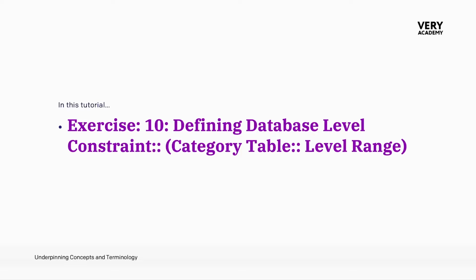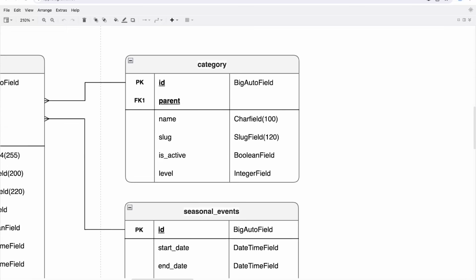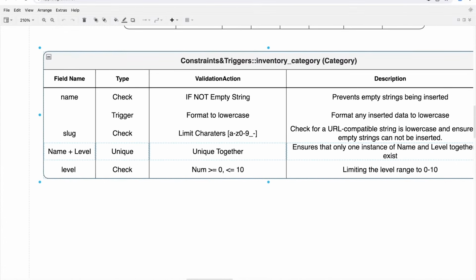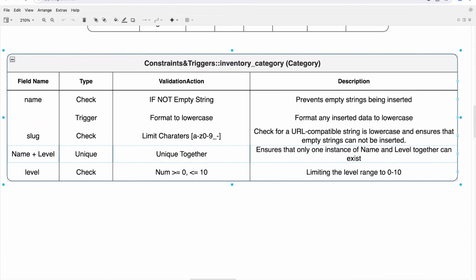If you are following along step by step, then you probably have already got the general idea at this point of what we're going to now do in this exercise. This time we're going to create a level range constraint for the level field. If we take a look at the category table, we have a level field. Now we've just decided, based upon our specifications that we require maybe for our application, that this level field should be restricted to the numbers 0 to 10. So we're going to create a check constraint to ensure that only number 0 to 10 is stored in this field.